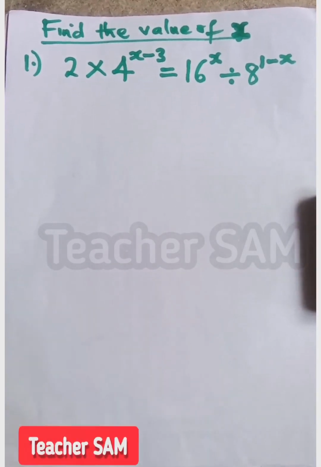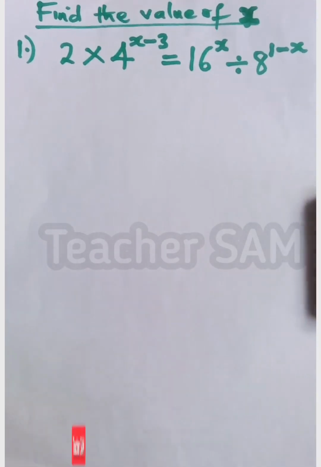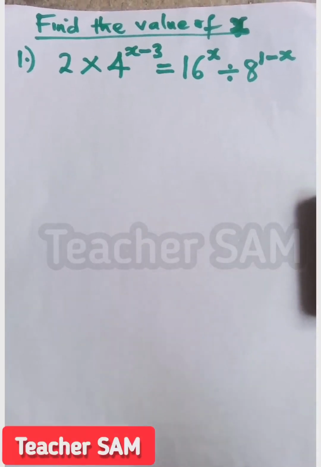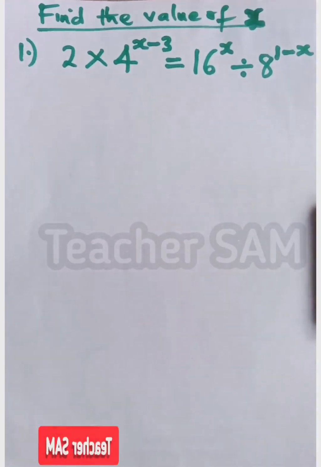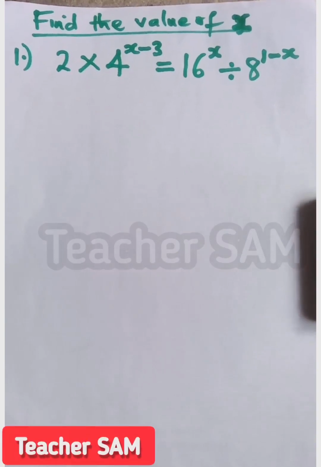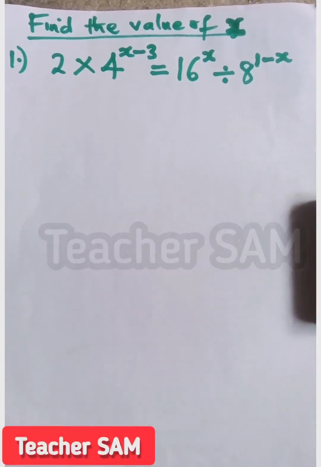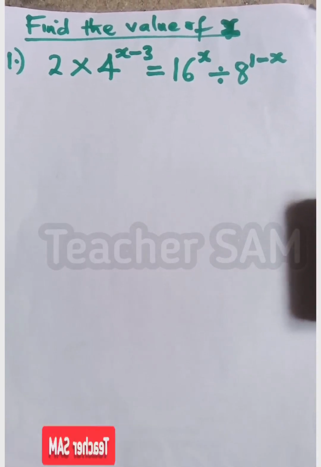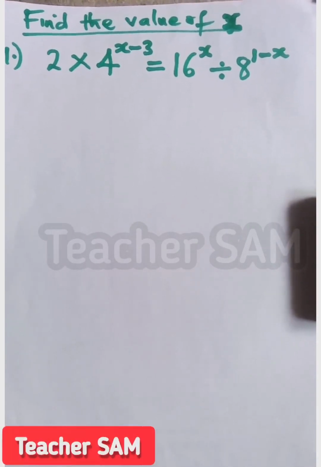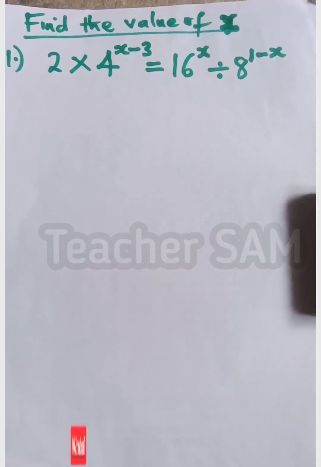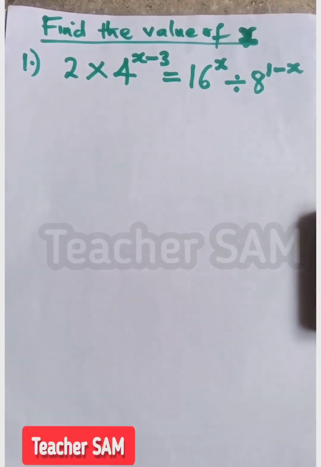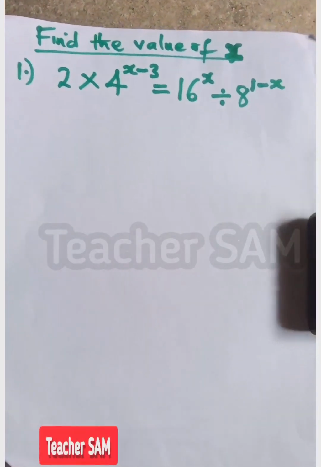So this particular question, let's go ahead. In this part, we are going to look at questions like this. We have 2 times 4 raised to the power x minus 3 equals 16 raised to the power x divided by 8 raised to the power 1 minus x. We are asked to find the value of x. So let's go ahead and solve this.